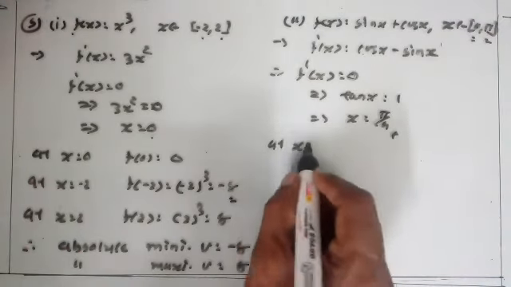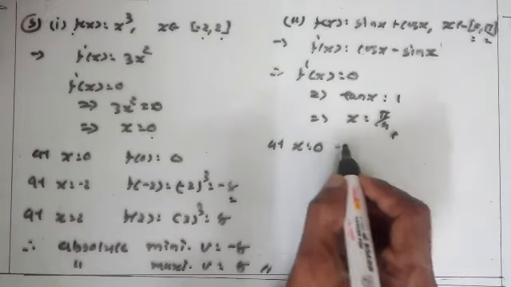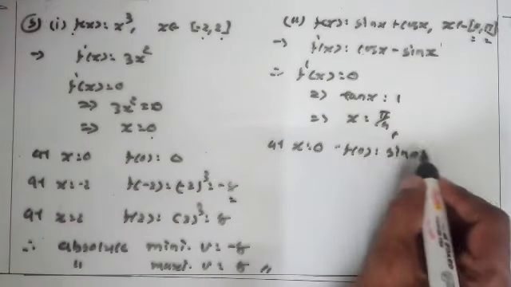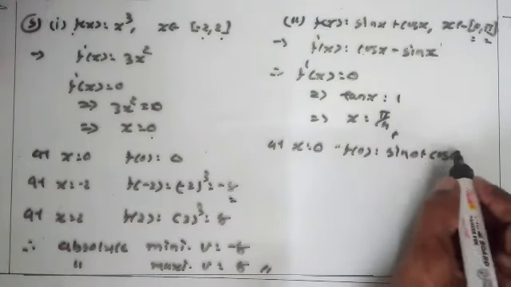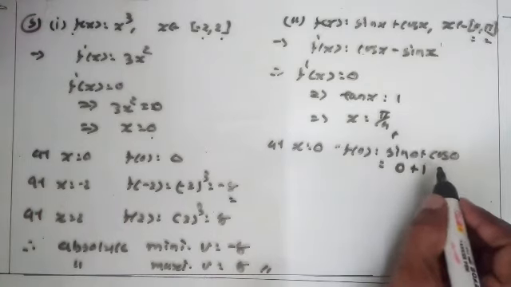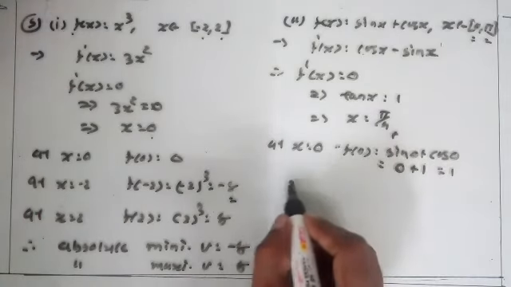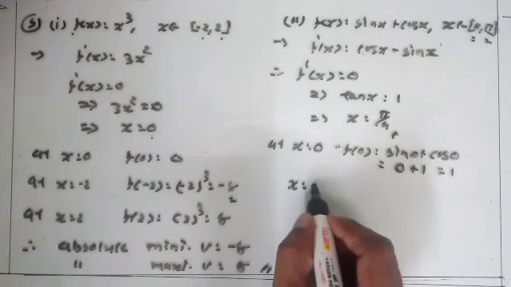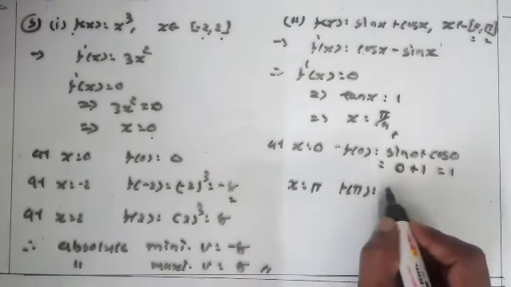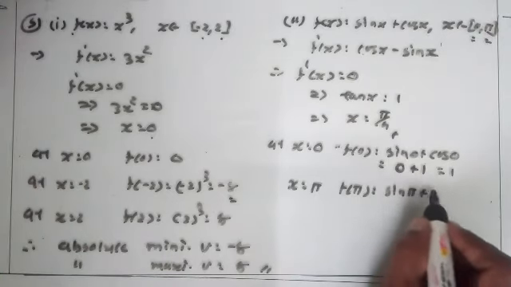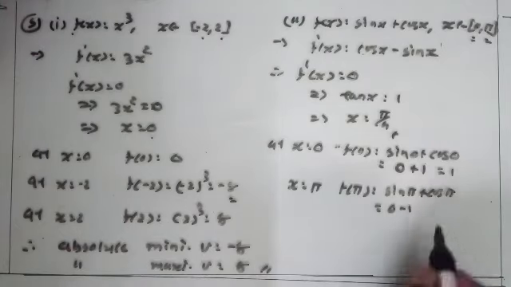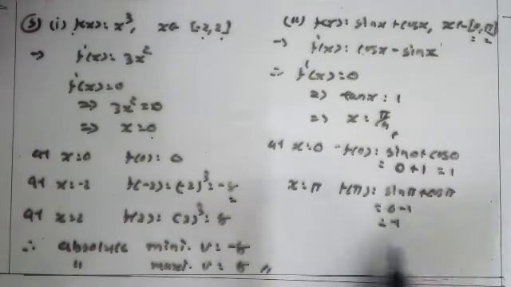At x is equal to 0, f(0) is equal to sin 0 plus cos 0. Sin 0 is 0, cos 0 is 1, so it is equal to 1. At x is equal to pi, f(pi) is equal to sin pi plus cos pi. Sin pi is 0, cos pi is minus 1, so it is equal to minus 1.